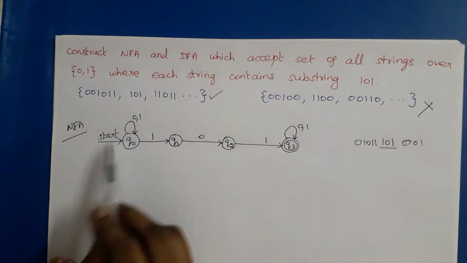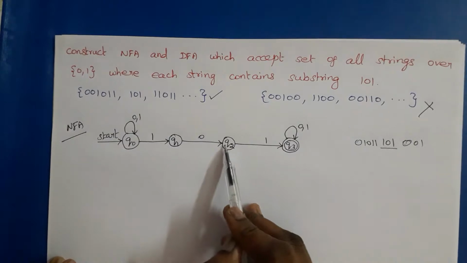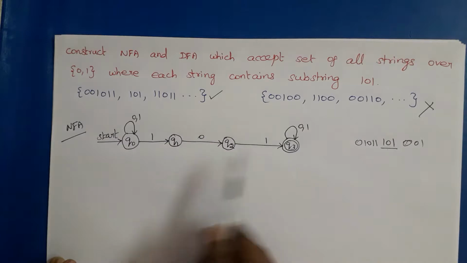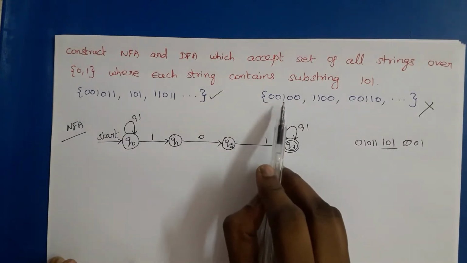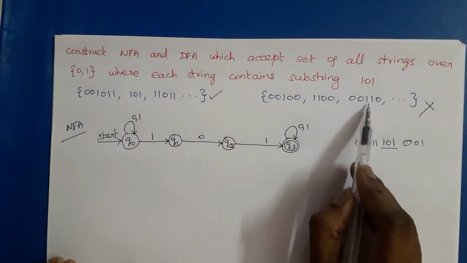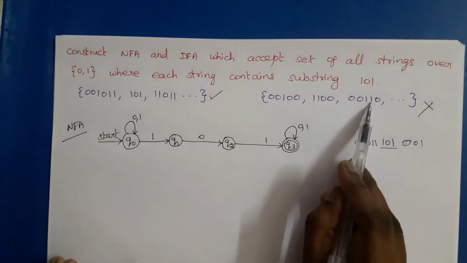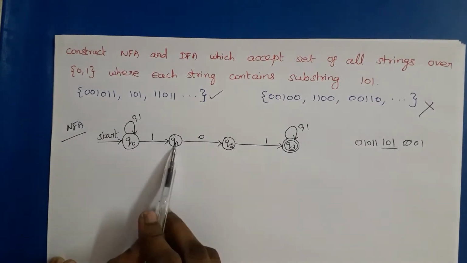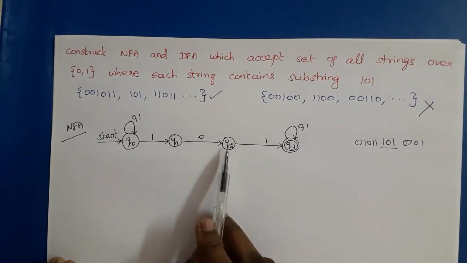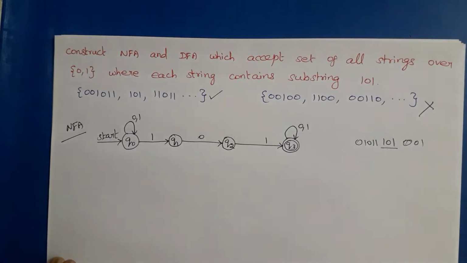Similarly 00100: 0010, but for the final 0 there is no transition from Q2, so this input string does not reach the final state. It is rejected by our NFA. Similarly, consider 00110. For 001, then for the fourth symbol it can go to state Q1, then for 0 it can go to Q2. But since Q2 is not a final state, the string is also rejected by our NFA.